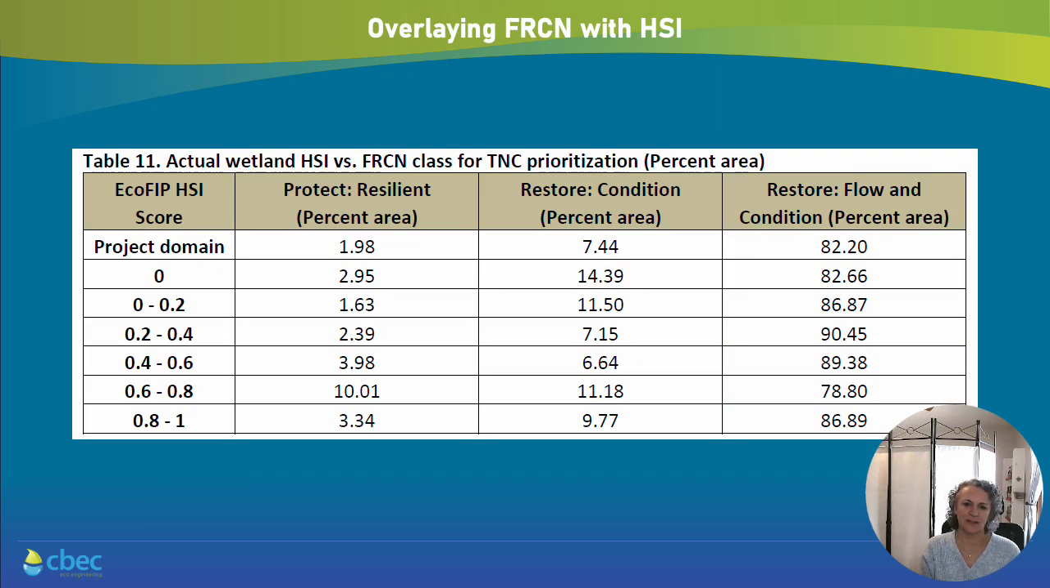So if we overlay the FRCN with the Habitat Suitability Index, which is what we use to prioritize our sites, you can see that there is some overlap. The majority of the sites fell into the restore, flow, and condition categories. The numbers underneath are the percentage of the area that had that score on EcoFIP that fell into that category. And you can see underneath the protect column that these resilient areas, the higher score that we gave it, are also the areas that the FRCN had identified as needing to be protected.